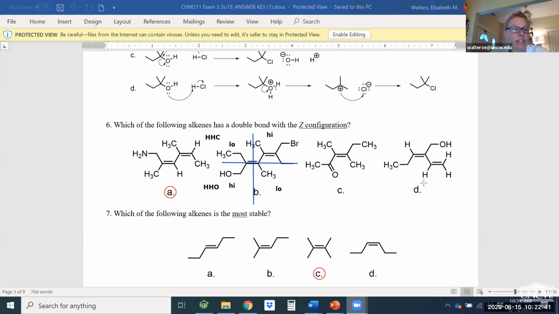That makes sense, Nick? No, it's not cis, it's E. And it's asking for Z. So this one would be an E. At this pi bond here, it would be E. Technically, you'd have to do an analysis here. Like I said, I'm very sure that last summer we had to announce which of the pi bonds we wanted them to analyze.